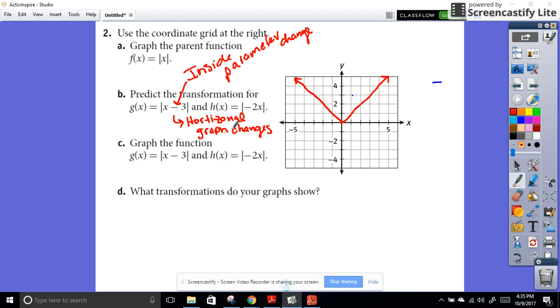Remember, those graph changes are called transformations. So inside parameter changes cause horizontal transformations. Because it's a plus or a minus, you remember what plus and minus cause? Shifts or translations.